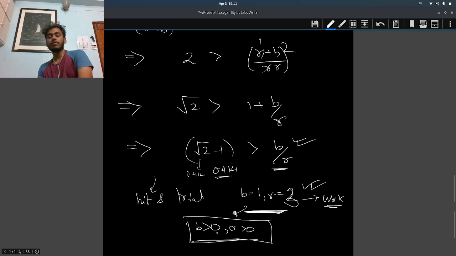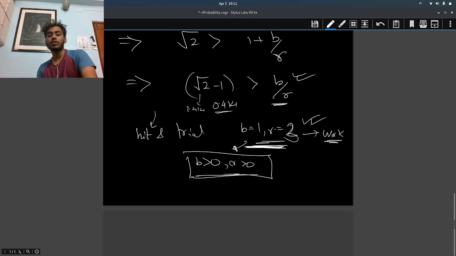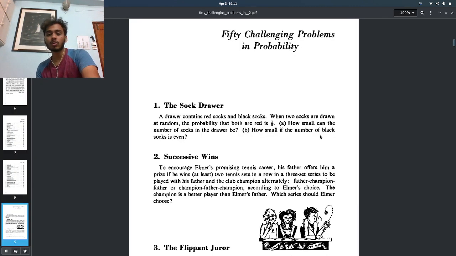So yeah, that is it. So this is the first part. And how small the number of black socks can be is also asked. Again, you need to do some hit and trial for this also. I'll leave this part to you.